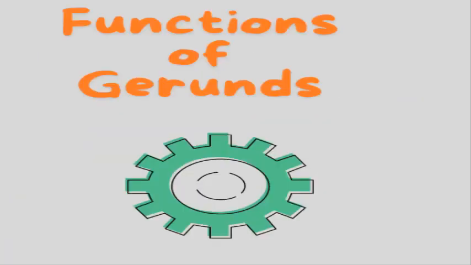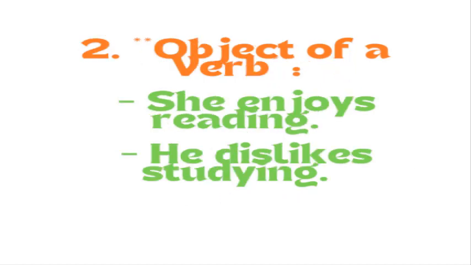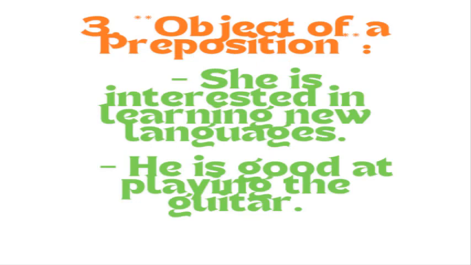Functions of gerunds. 1. Subject of a sentence. Swimming is good exercise. Running can be tiring. 2. Object of a verb. She enjoys reading. He dislikes studying. 3. Object of a preposition. She is interested in learning new languages. He is good at playing the guitar.